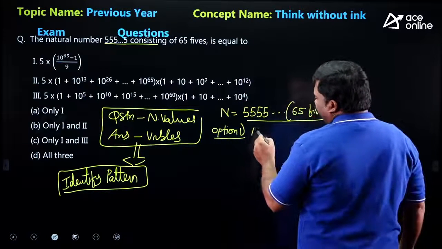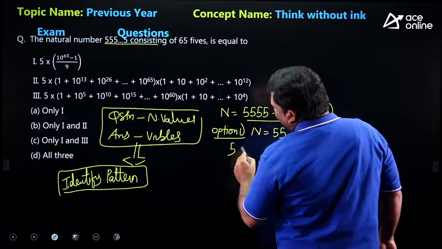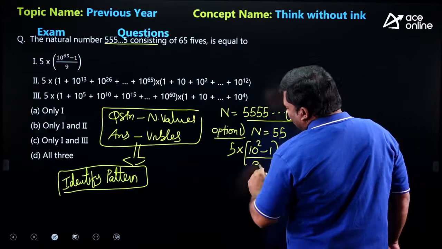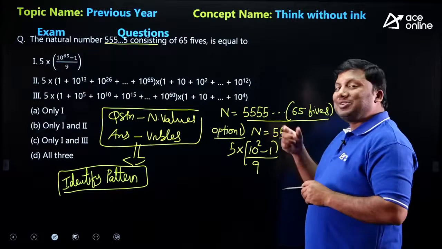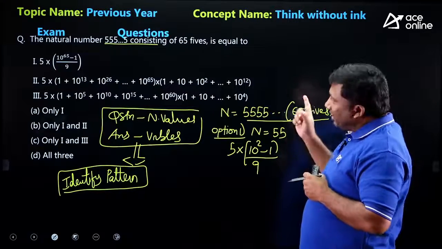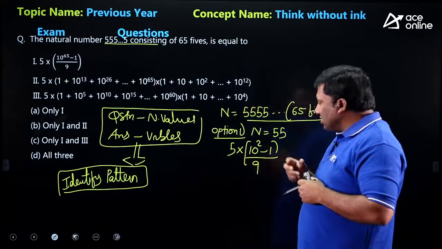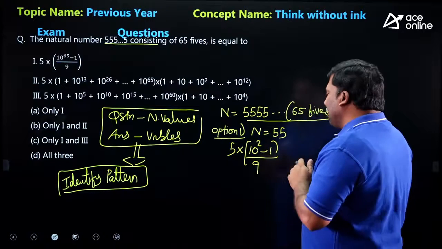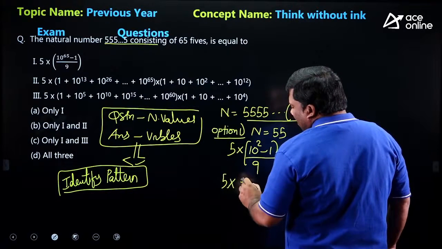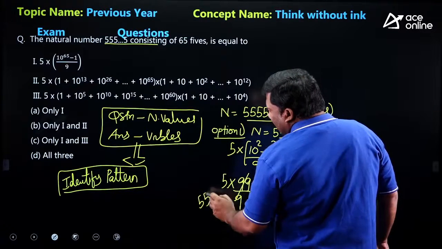Suppose if the question contained 2 5s, the answer would have been 5 into 10 square minus 1 by 9. I hope you understood the pattern, right? 5 is written 65 times, so because it is 65, the answer option 1 has power 65. If it is written 2 times, it would have been 5 into 10 square minus 1. 10 square minus 1 is 99. 99 by 11. 5 11s are how much?